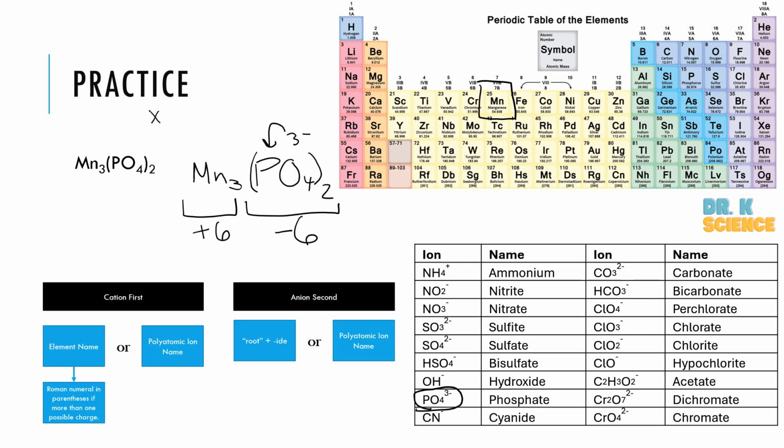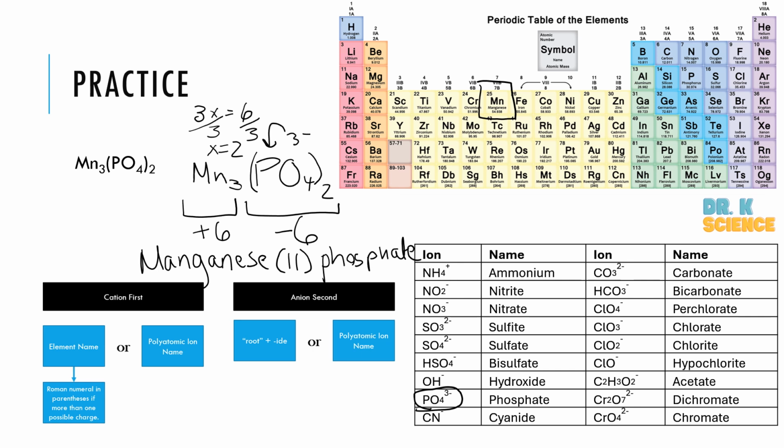We can kind of think of this as x plus x plus x equals 6. Now the simplified way of saying this would be, instead of x plus x plus x, is 3x equals 6, with the x being the charge on the manganese. Well, we can divide both of these by 3 to solve for x. X equals 2. Our charge on our manganese is a 2+ charge. So the way that we name this is we go manganese 2 phosphate. And that is our name for this compound.